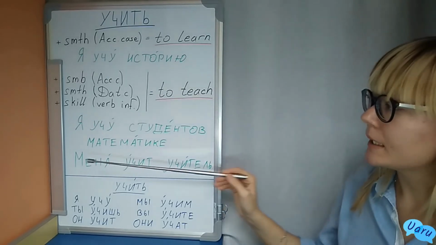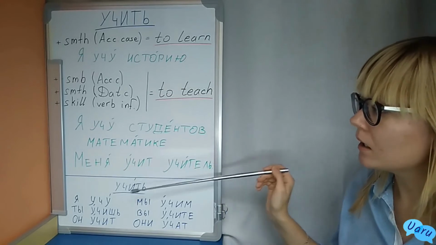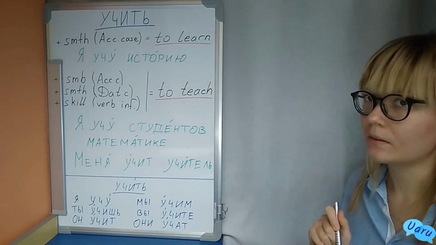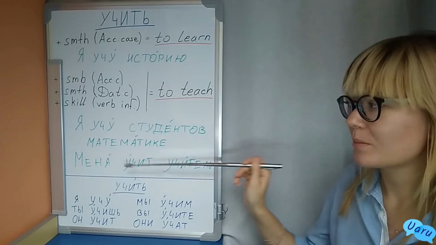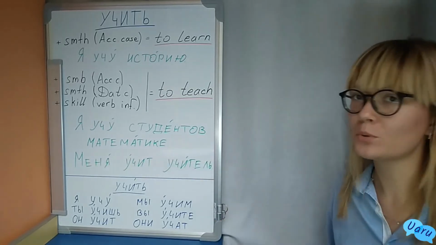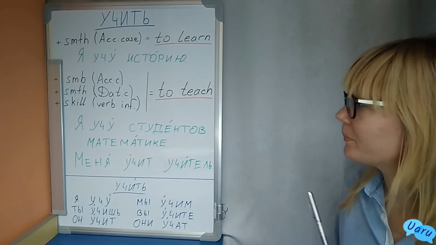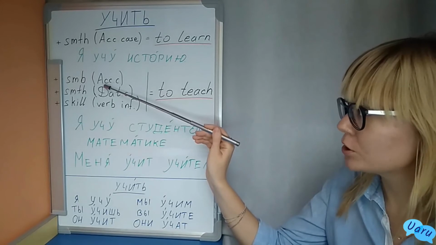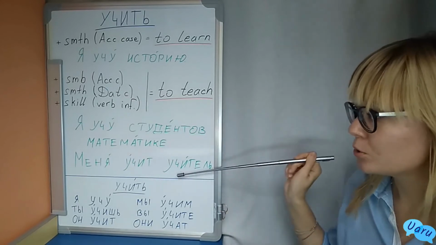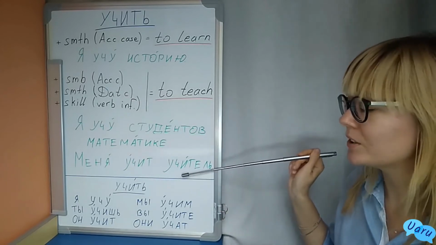And let's look at this sentence. Меня учит учитель. How can we translate this one? Teacher teaches me to do something, or... Меня, I'm a student, so I'm in accusative case. Учитель, he's doing this, so he's nominative case.